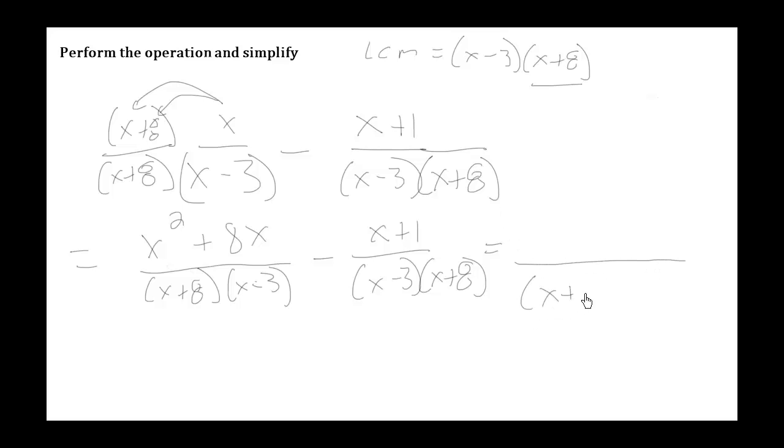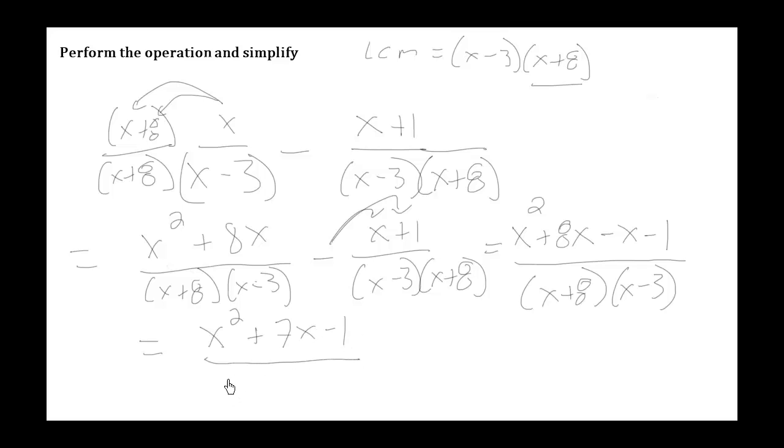I got an x plus 8 and x minus 3. The top first two terms stay the same. I got x squared plus 8x. And here's where we're going to be very careful. We're going to distribute that minus sign. So minus x and a minus 1. So equals, this gives me x squared, combine your like terms up top, plus 7x minus 1.